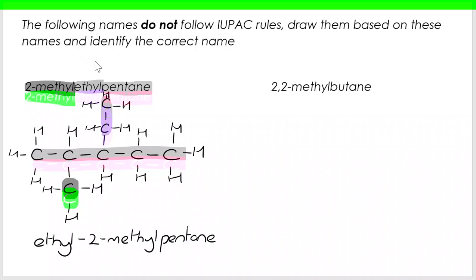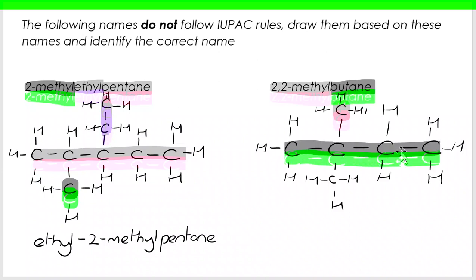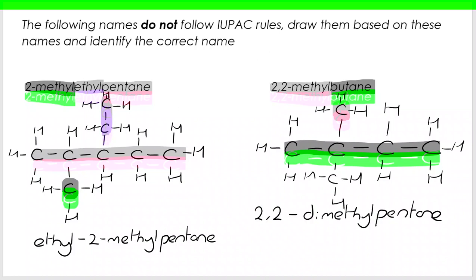So it's not 2-methyl ethyl pentane, it's ethyl 2-methyl pentane. On to the next one, I've got 2,2-methyl butane. So I've got my butane, I've got my 2 methyl groups. I'm missing one small thing here. If I have 2 methyls, I must say that it is dimethyl.